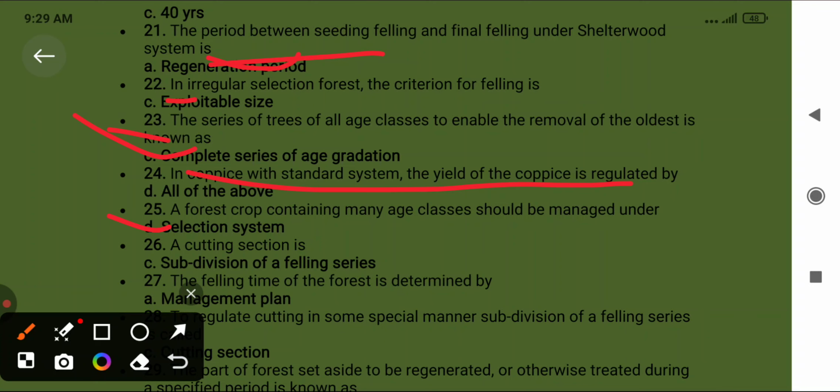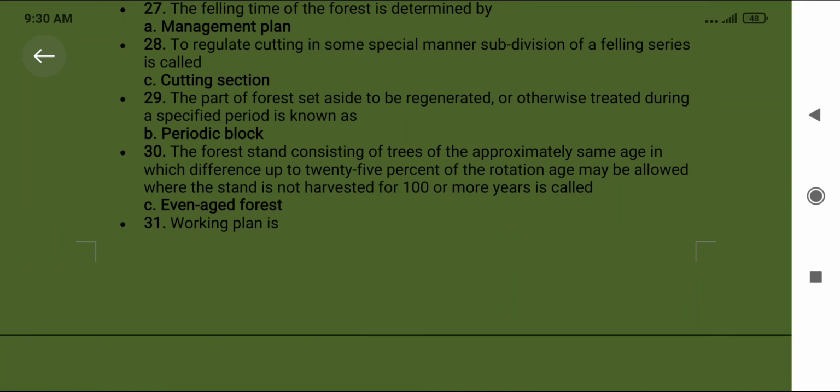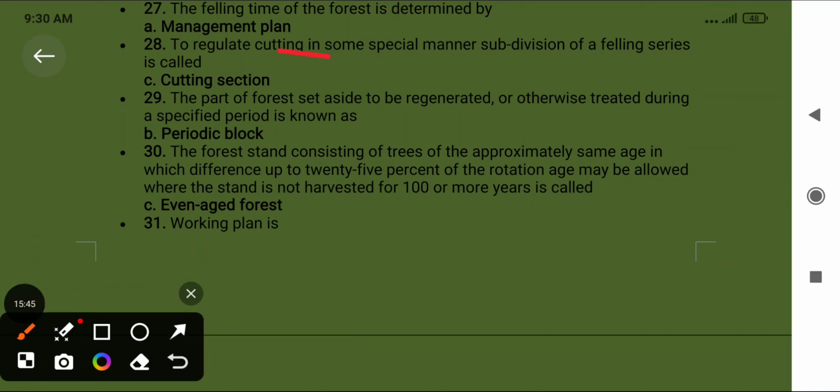A cutting section is a subdivision of a felling series. The felling time of the forest is determined by the management plan. To regulate cutting in some special manner, the subdivision of a felling series is called a cutting section. The part of the forest set aside to be regenerated or otherwise treated during a specific period is its periodic block.